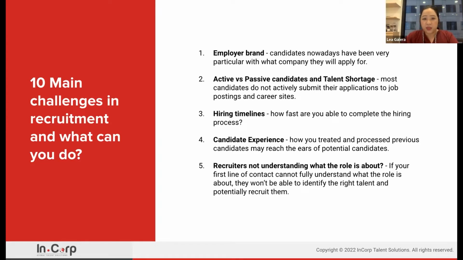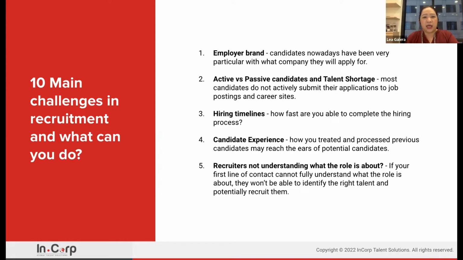So candidate experience, again, how you treat and how you process your previous candidates may actually reach the ears of potential candidates. If one company was not able to provide you with any feedback, didn't really give you any updates on the application, that's already a negative experience that can actually reach the ears, or will be heard of by people online or by people that you were supposed to be targeting. So candidates will decline your offer if they're not satisfied with their overall experience with the recruitment process, which is like your gateway into the company.